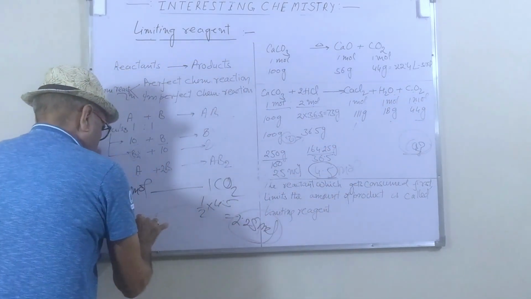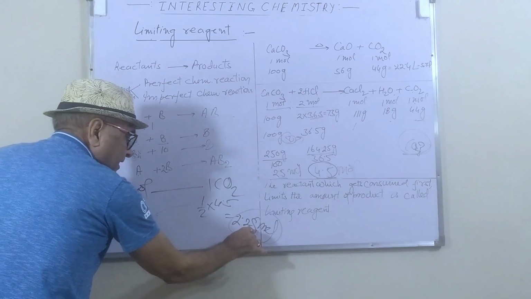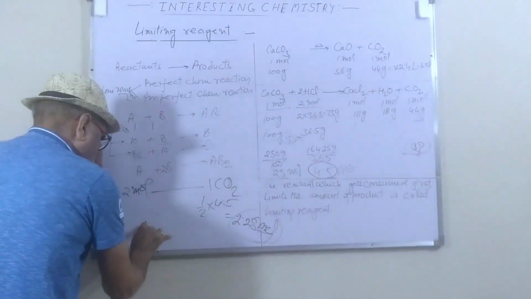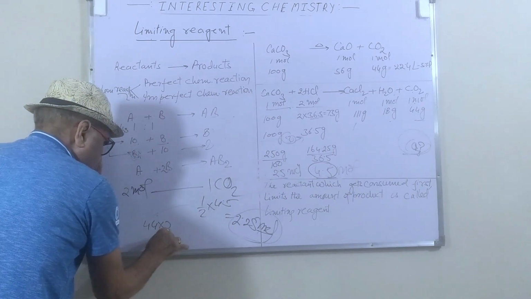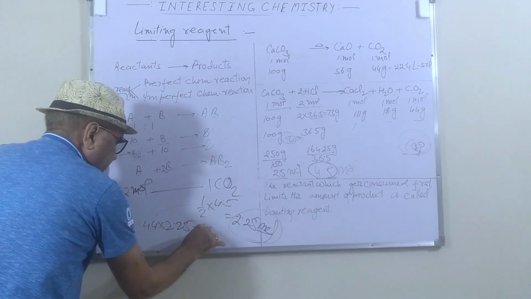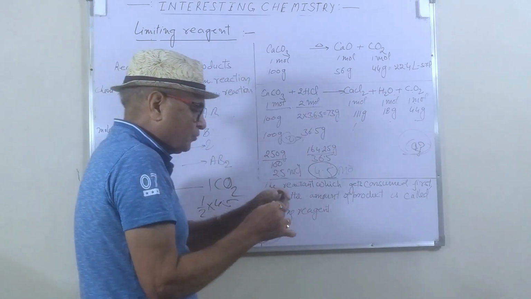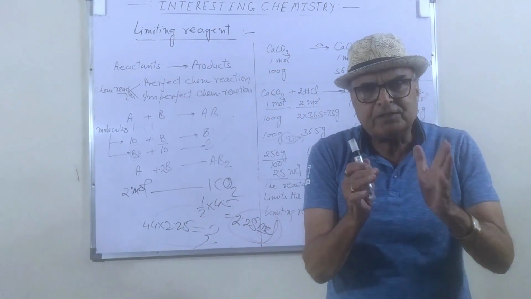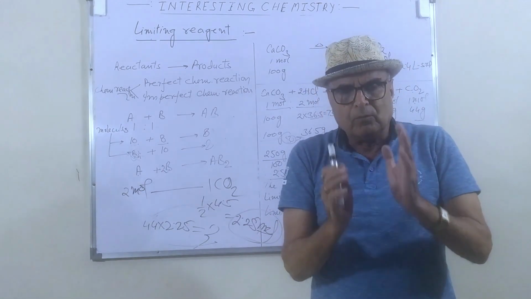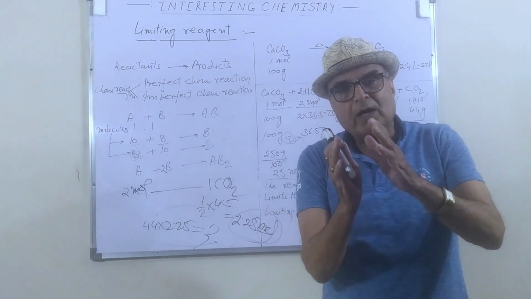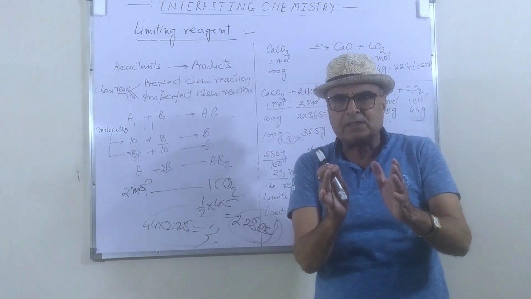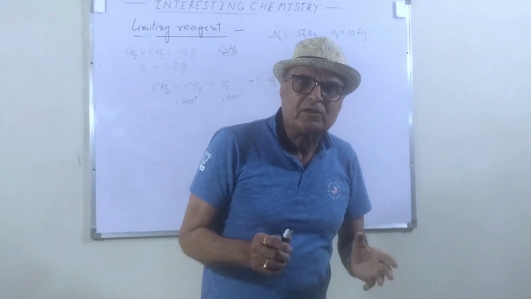Now 2.25 mole, and 1 mole is equal to 44 gram. Then 44 into 2.25, that will be your answer. In this way, you can solve this problem. I think that you have understood. For this example, I will give you 2 more numericals for you.